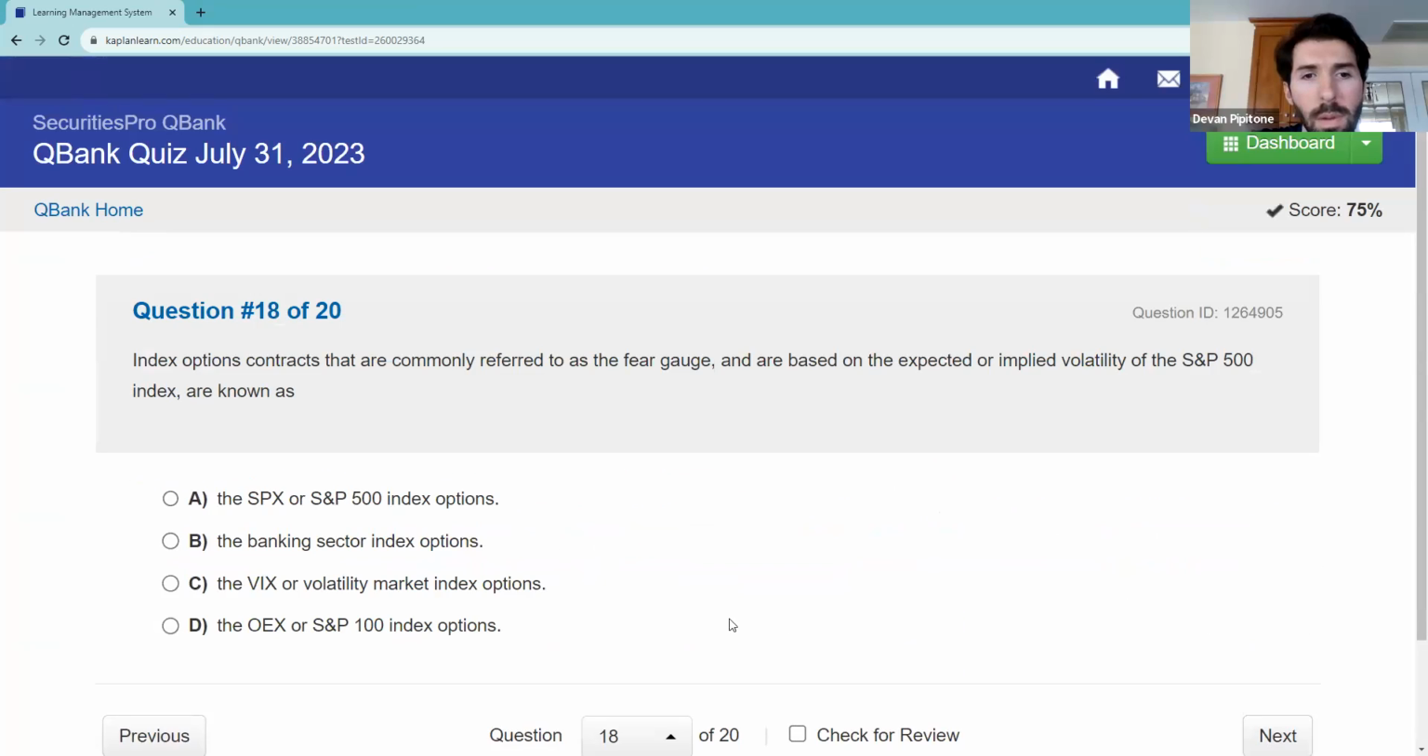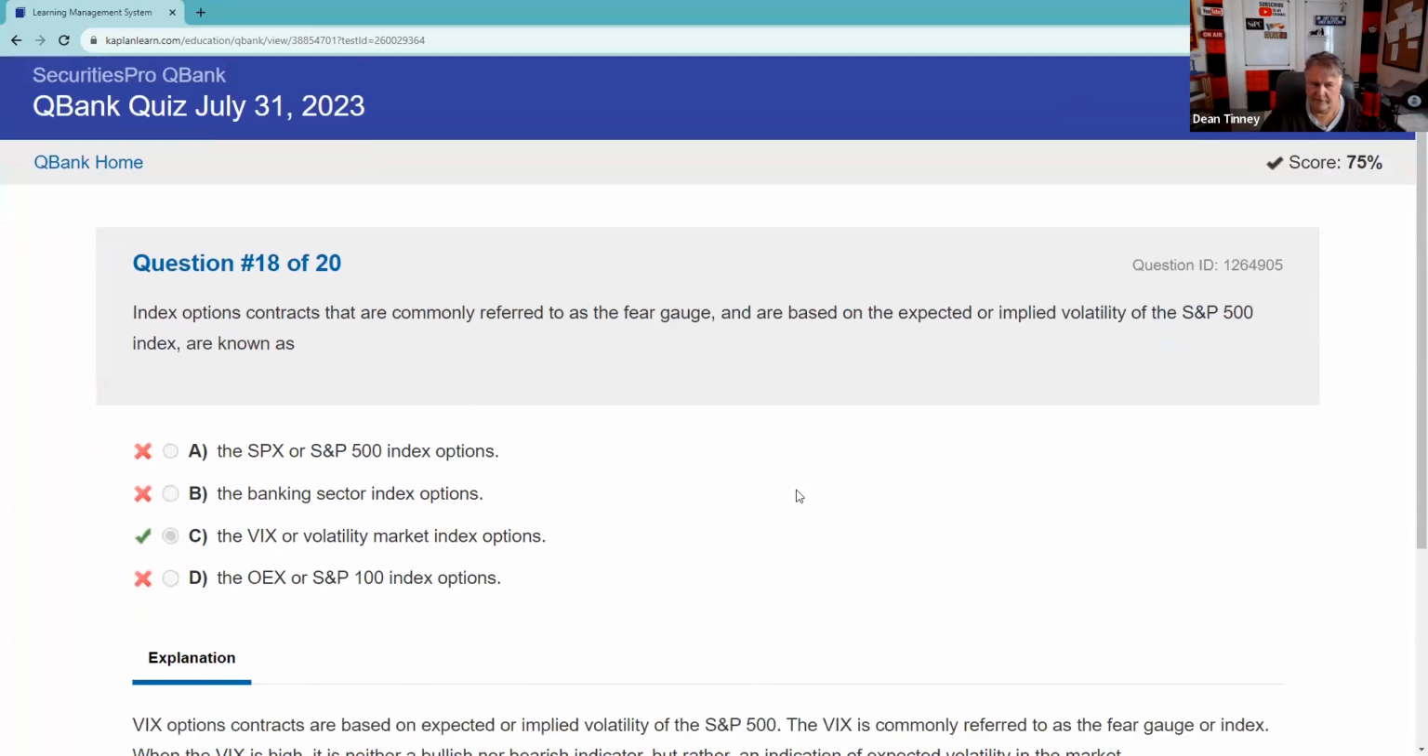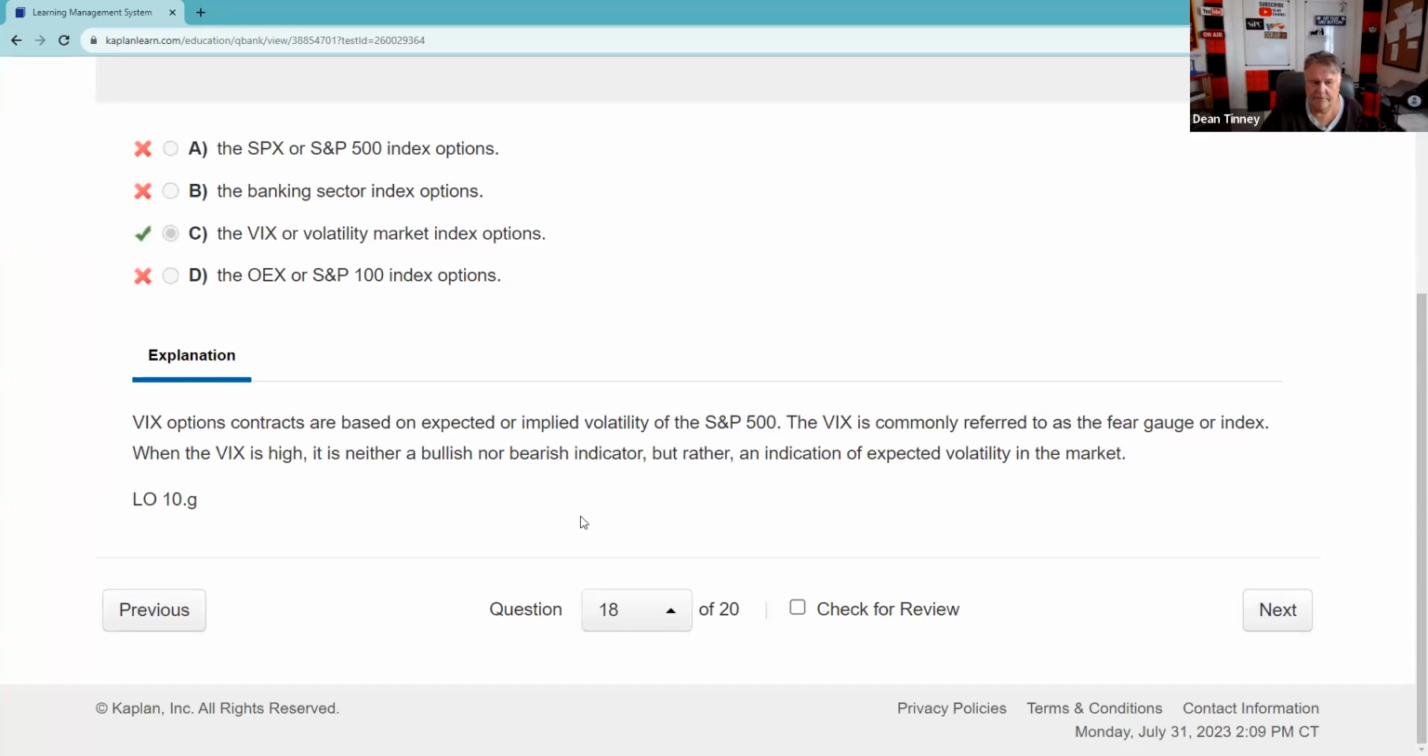Index option contracts that are commonly referred to as the fear gauge, I like this, are based on the expected or implied volatility of the S&P 500 and are known as what? And the answer would be C, the VIX. Yeah, that's definitely a test question. Remember, it's the fear gauge. So if you think the stock market's going down, you buy VIX calls, because you think people will be more fearful. So it has that inverse relationship with the market itself. There you go.